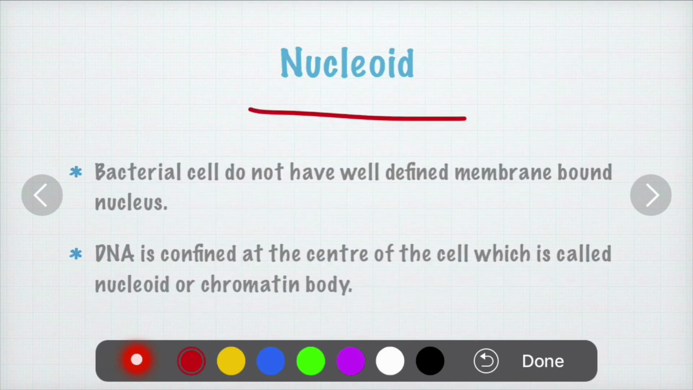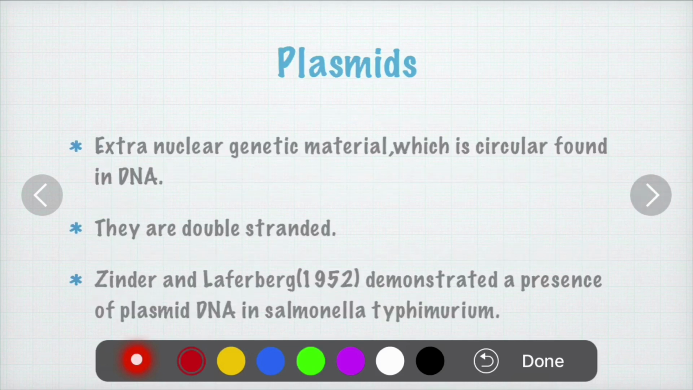Next is the nucleoid. Bacterial cells do not have a well-defined membrane-bound nucleus. That's why they belong to the group of prokaryotes. The DNA is naked. The DNA is confined at the center of the cytoplasm, so that's why it is called a nucleoid and chromatin body.